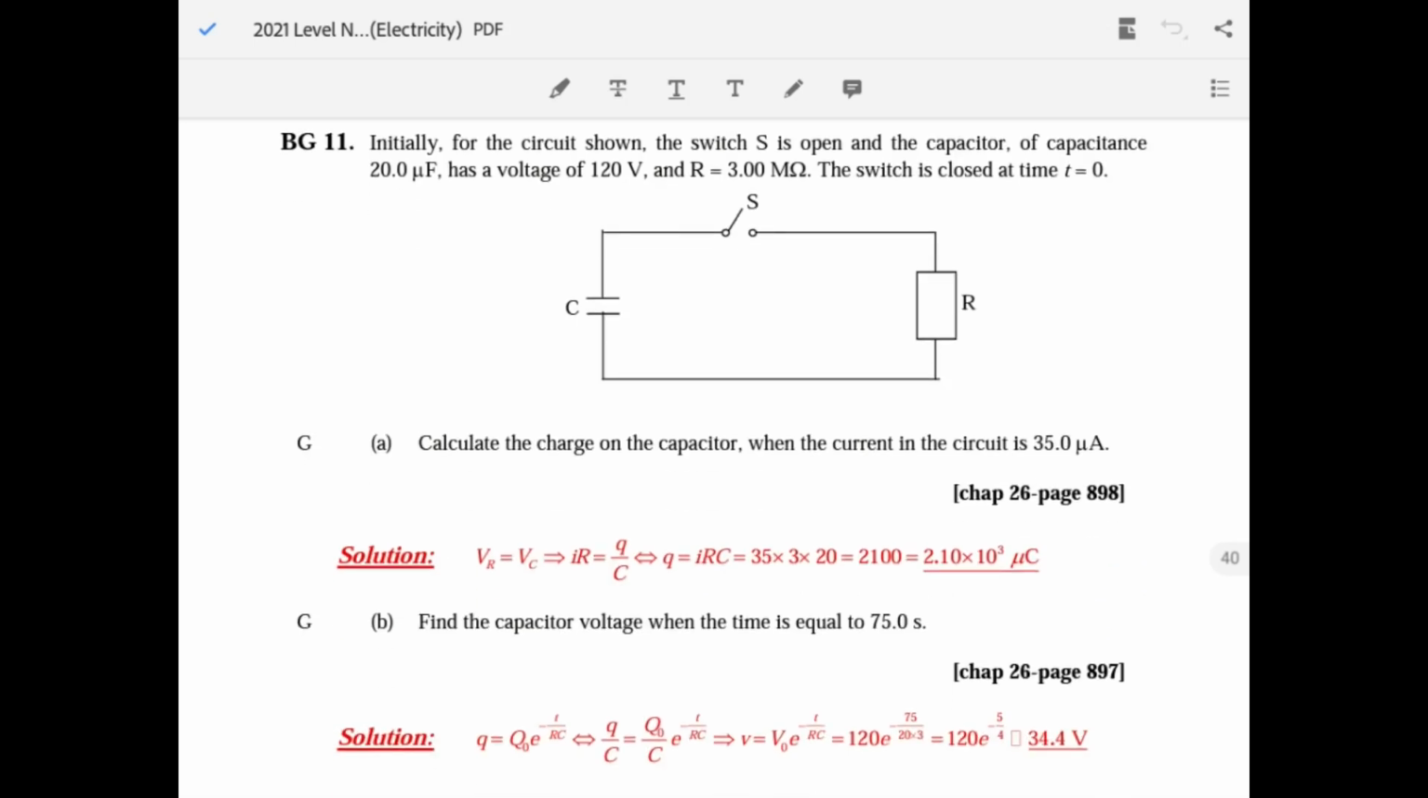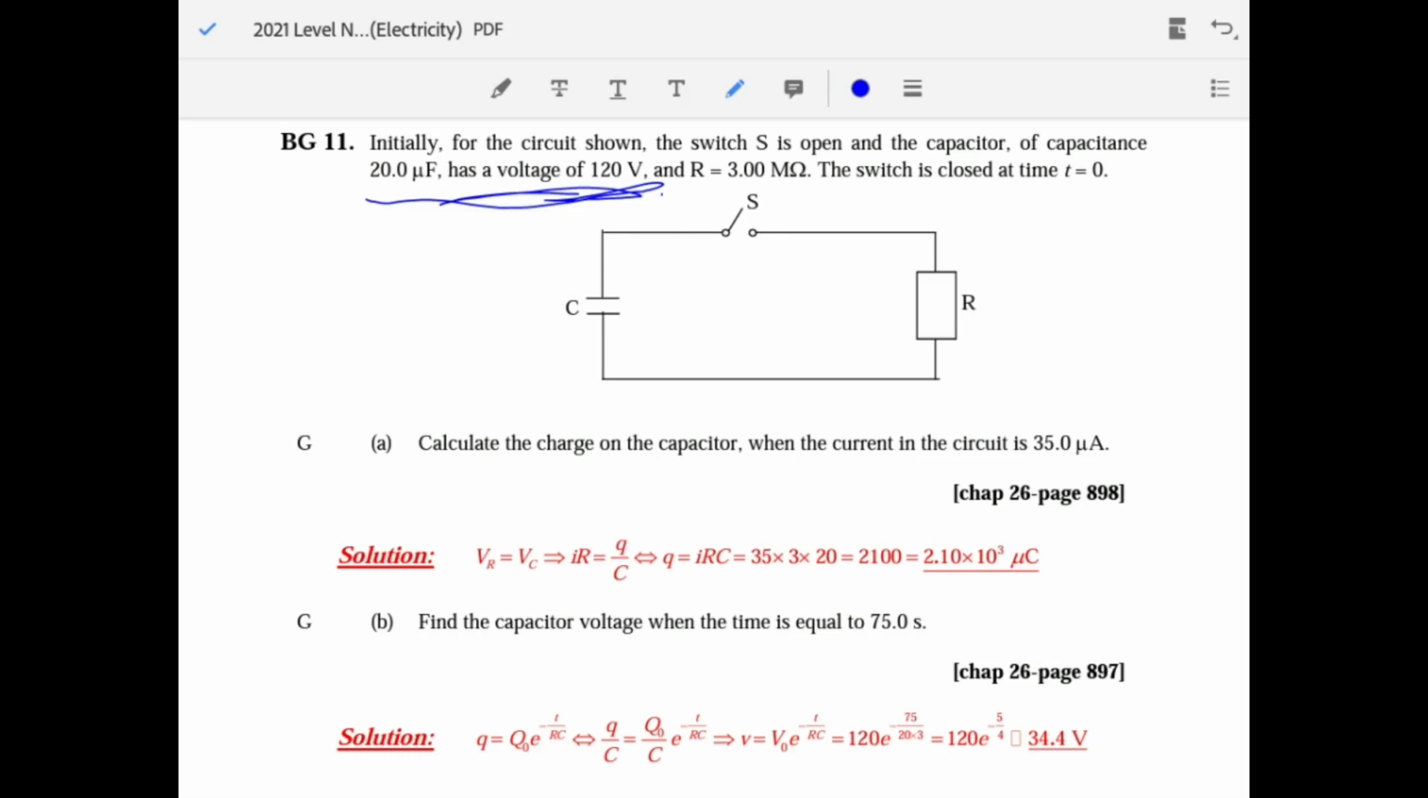Basic 11. Initially, for the circuit shown, the switch S is open and the capacitor of 20 microfarads has a voltage of 120 volts and R equals 3 megaohms. The switch is closed at time t equals 0. Calculate the charge in the capacitor when the current in the circuit is 35 microamperes. So for this, you have to see, is it charging or is it discharging? The switch is open and the capacitor has a voltage, which means it's charged initially. When you close the switch, the charge dissipates into the resistor and gets used. So this is a discharging RC circuit.